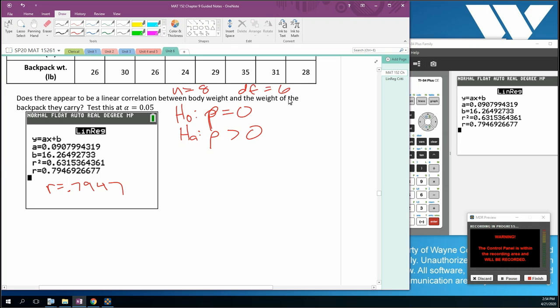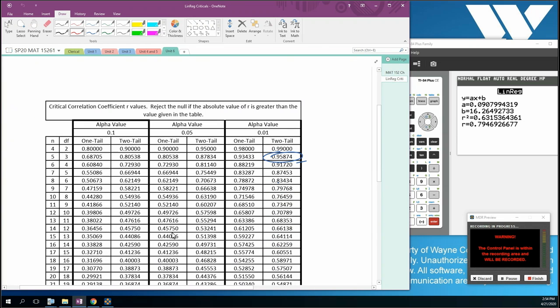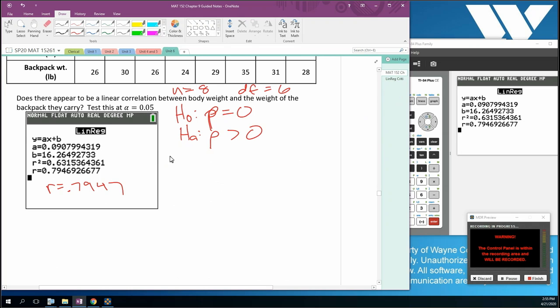So, if we go to 6 degrees of freedom, one-sided, where alpha is 0.05, the critical value is 0.6215. And if we calculated the t, we would get a similar conclusion. So, we do have evidence of a linear relationship between body weight and backpack weight.